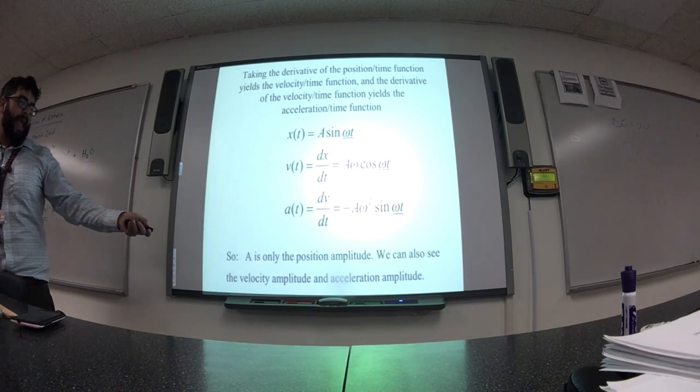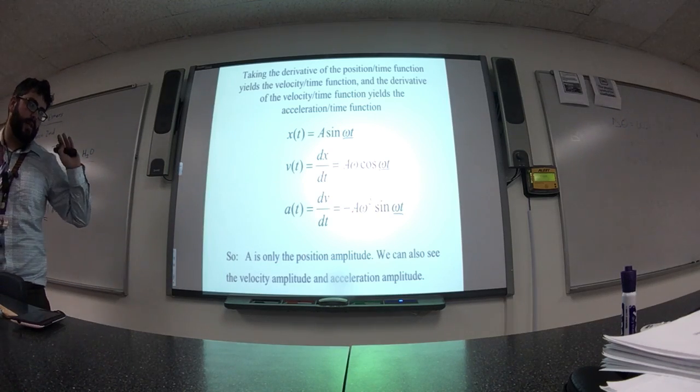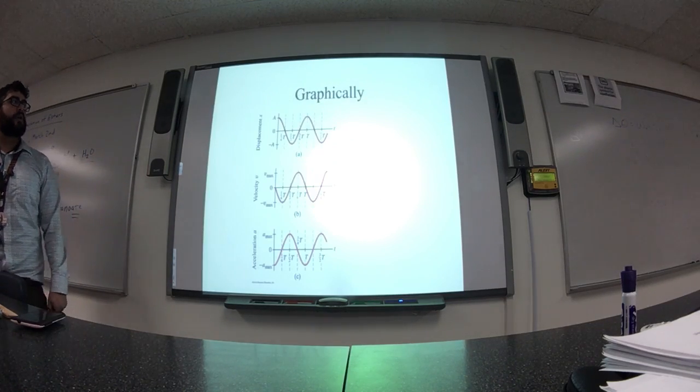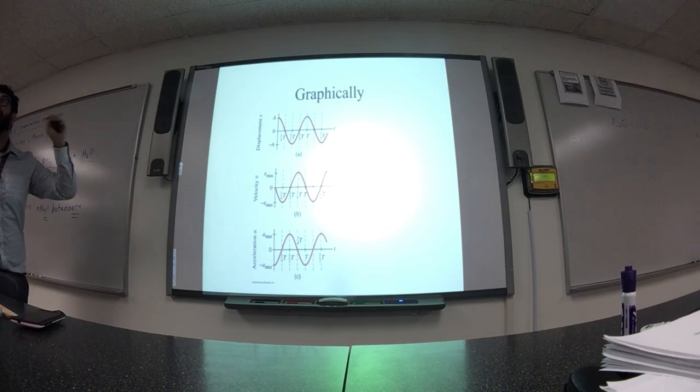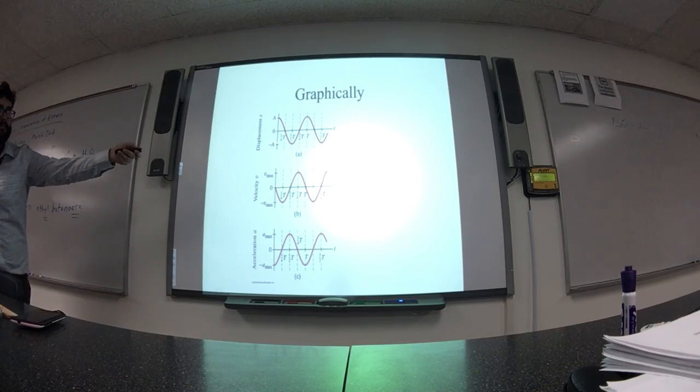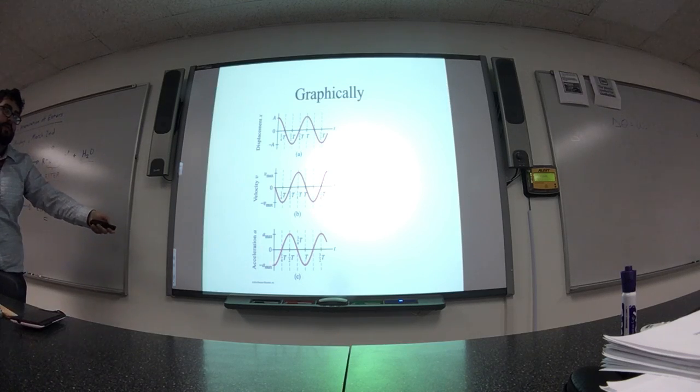Now notice that A is an amplitude. That's all it is. Now graphically, what that means is the displacement function, if it is A, what is that? Oh, that's a cosine. It's a cosine, and this one is a sine, and then this one would end up being a negative cosine.